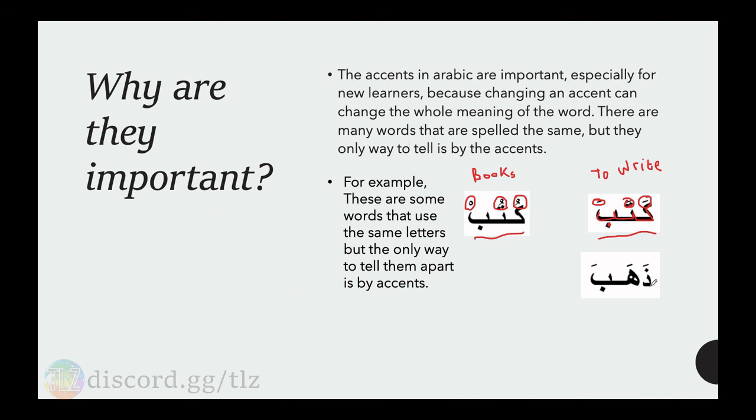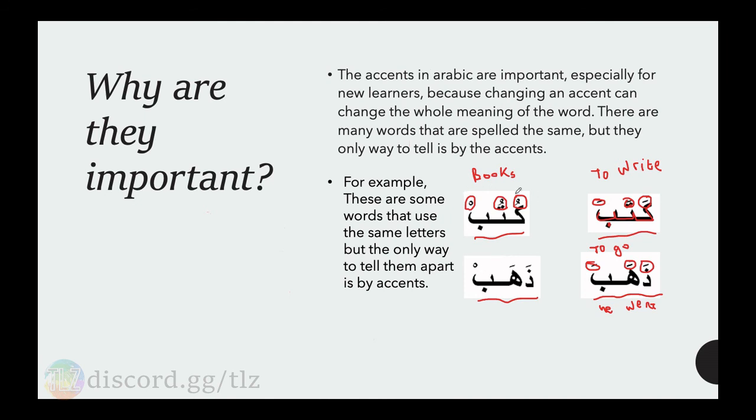So let's look at another example. Dhahaba. So this is fatha, fatha, fatha. Dhahaba, which means to go, or he went. Right? But then if you look at this word, it is identical in spelling, right? It's the exact same letters, but the accents are different.